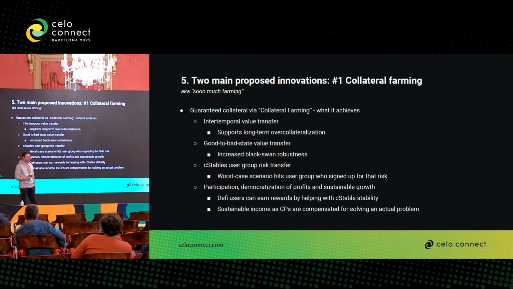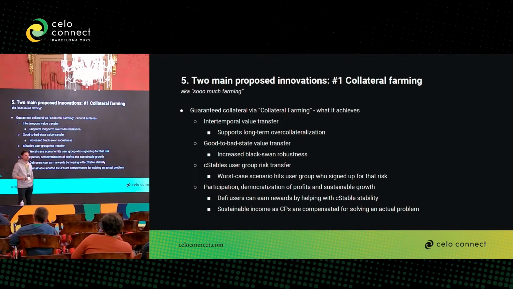Well, it achieves this intertemporal value transfer, right? Because it supports long-term over-collateralization. You basically pay a little today to lock up a lot of additional capital for an extended period of time, which includes the states where you will need it, right? So basically, when you start this out from a position of everything looking good, it's a nice intertemporal value transfer. Good-to-bad state value transfer is happening as well, right?